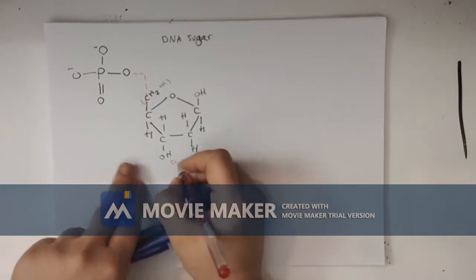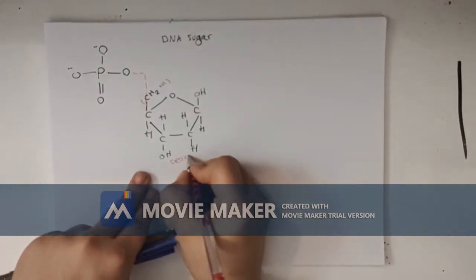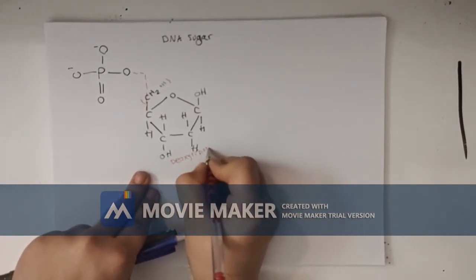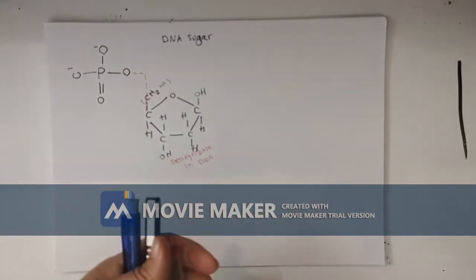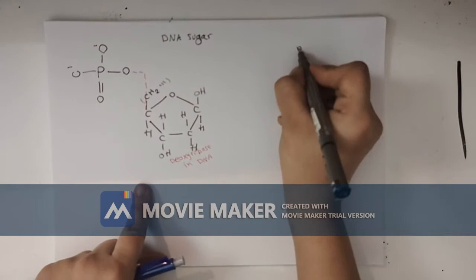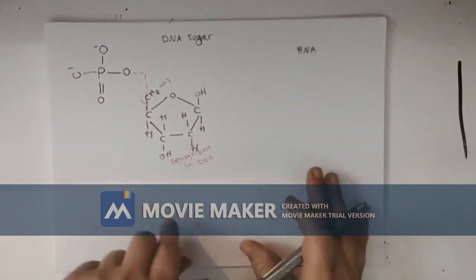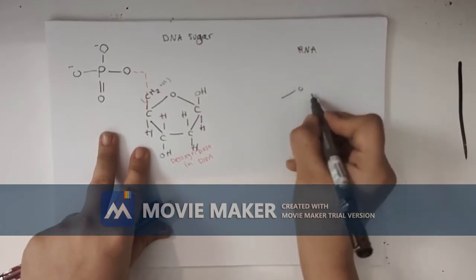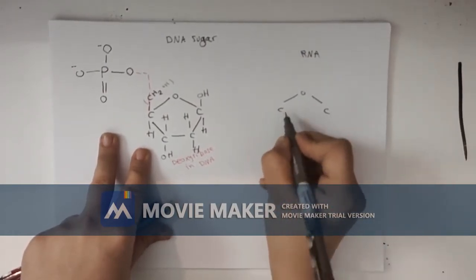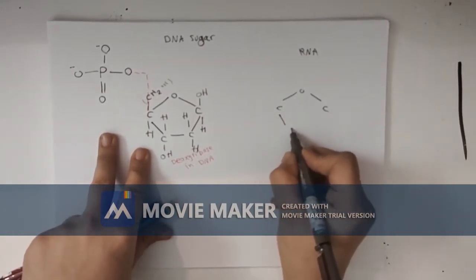This is deoxyribose in DNA. But in the RNA, what is happening? The sugar is exactly the same, would be the same.